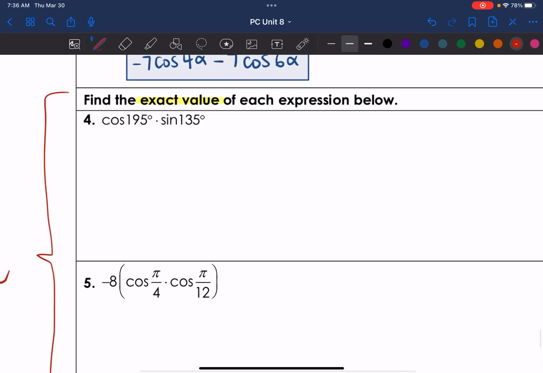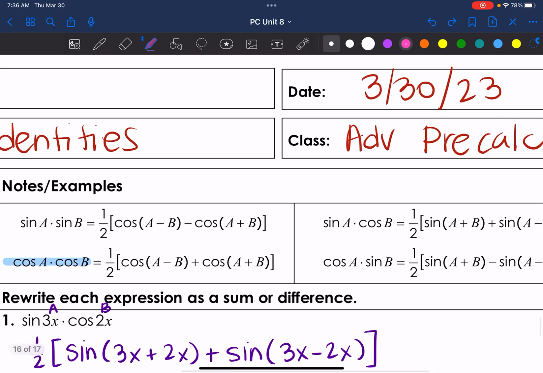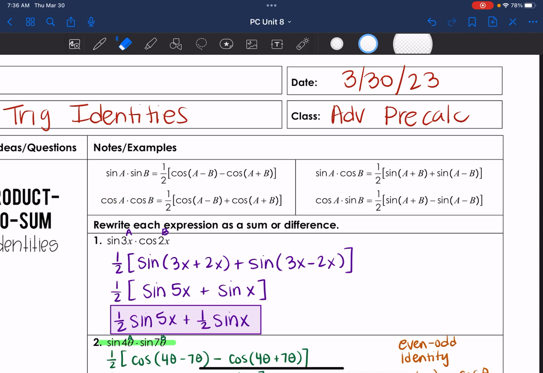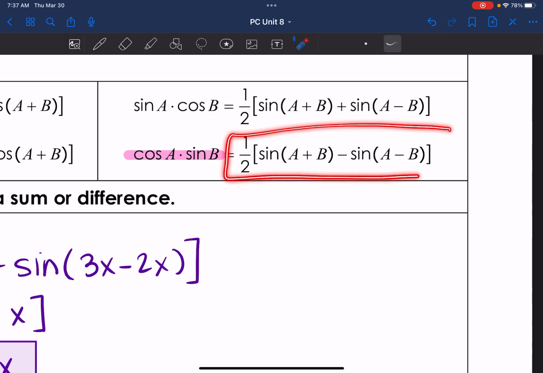But let's see what we have. We have cosine of 195 times the sine of 135. So I know for a fact that 195 and 135 are not on the unit circle, but maybe their sum and difference will be. So the pattern here is cosine times sine. Cosine times sine. So when I look up here to my identities, we need to find cosine times sine, which is this one here. So A is the first angle, B is the second angle. This is the formula, this is the recipe that we need to follow.